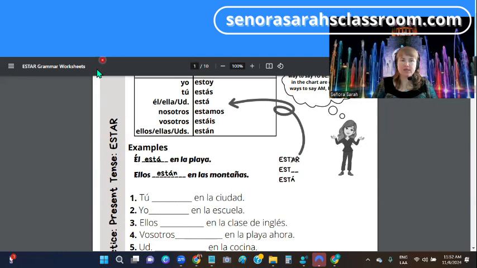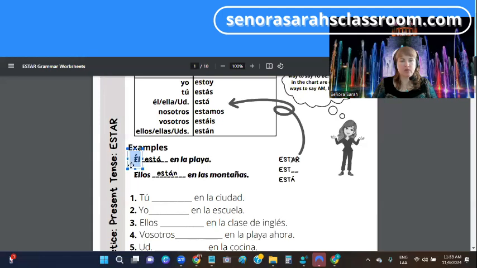In order to do this, very simply, you're going to look at your subject or your pronoun and then go up to your chart and find it. There it is, right? And then go over to the other side and see it's está. Take the word está and write it in the blank. Él está en la playa. That's the correct way to say he is at the beach. Okay? Same thing for the next one.